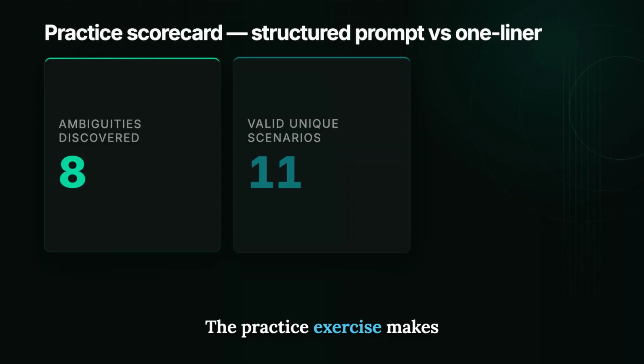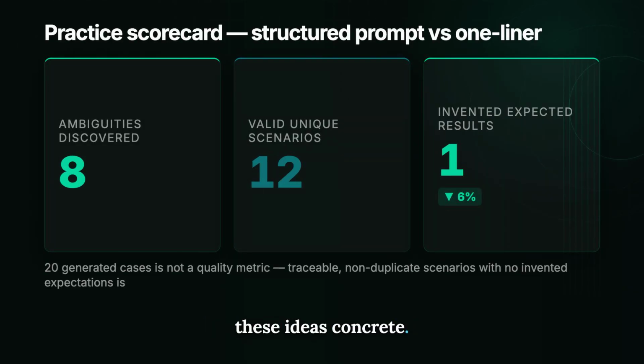The practice exercise makes these ideas concrete. Take the login requirement from session 01 and prompt the model twice, once with a single unstructured line, once with the 7-part formula. Then score both outputs on 5 axes: number of ambiguities discovered, number of valid unique scenarios, number of duplicate scenarios, number of expected results the model invented, and the time you spent reviewing. 20 generated test cases is not a quality metric. 5 valid, traceable, non-duplicate scenarios with no invented expectations, that is the metric.